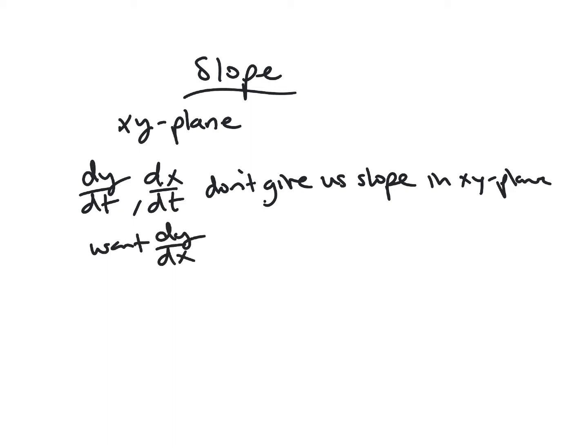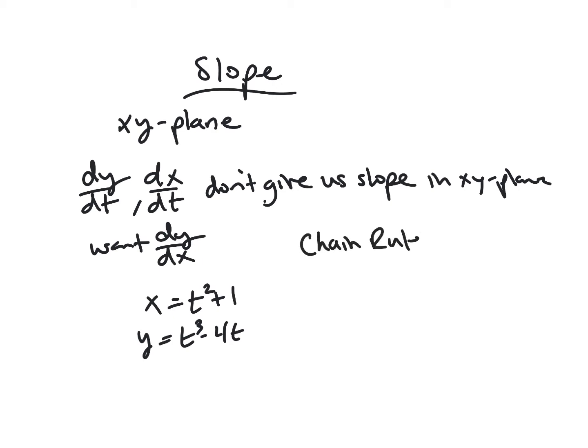So if I'm given, for example, x is t squared plus 1 and y is t cubed minus 4t, then it's easy to take each of their derivatives with respect to t, but I need some relation between that and the rate of change of y with respect to x. So how do I get this? Well, it turns out we can just use the chain rule. This is the key.